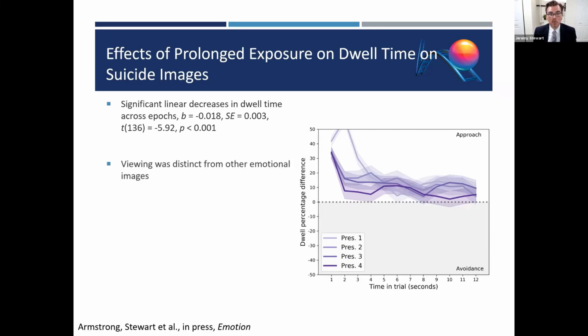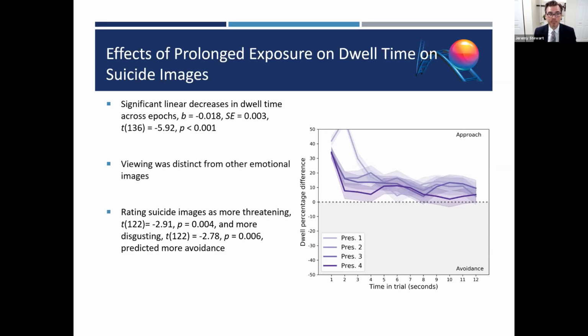What we've also found and reported in this paper is that gaze behavior towards suicide images seems to be distinct from the patterns of viewing we see for other emotional images. And we also found that participants who rate the suicide images as subjectively more frightening and more disgusting tend to dwell less on suicide images compared to the neutral images over the course of trials. So that supports the possibility that our task captures cognitive affective processes that are relevant to suicide capability or fearlessness about death, or both.